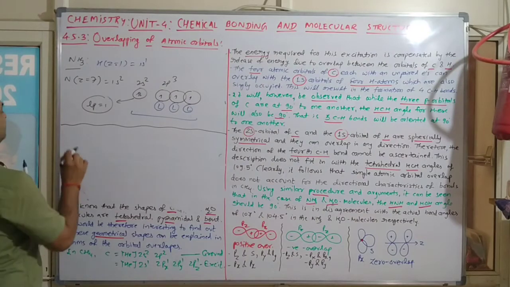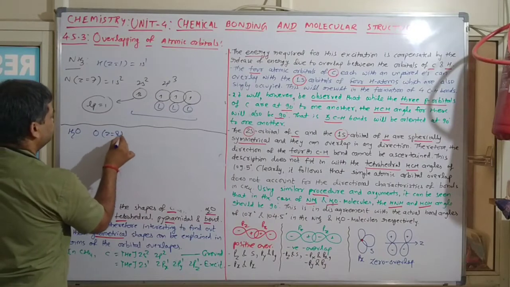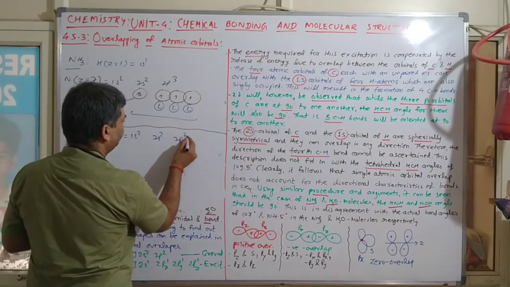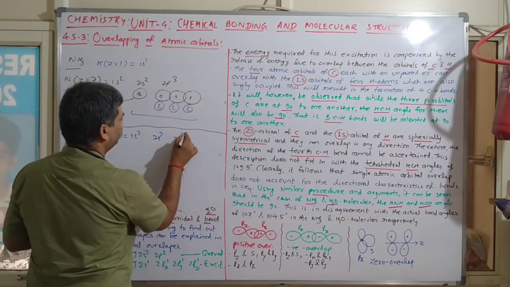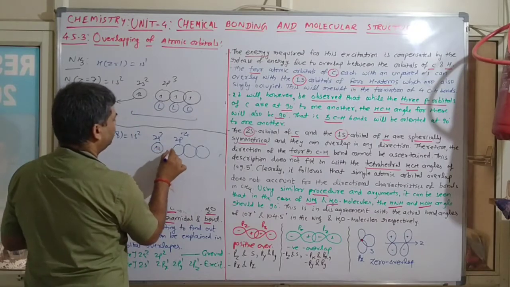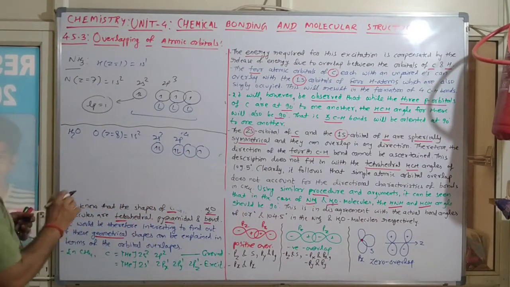Similarly, we are taking another example, H2O. Oxygen Z is 8. So here 1s2, 2s2, 2p4 is there. So 1, 2, 3, and then after 4 is there.